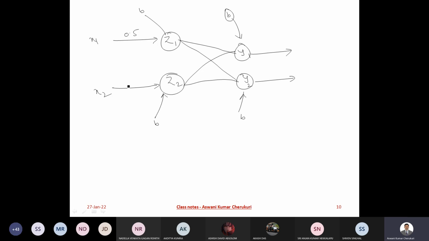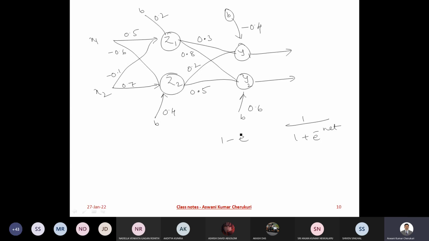This is 0.5, this is 0.7, and x1 to z2 it is minus 0.6, x2 to z1 it is minus 0.1, and bias to z2 is 0.4, bias to this is 0.2, and bias to y1 is minus 0.4, this is 0.6, and z1 to y1 is 0.3, and this is 0.8, and z2 to y1 is 0.2, and this is 0.5.